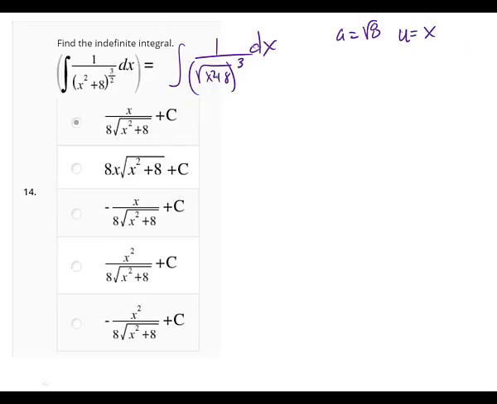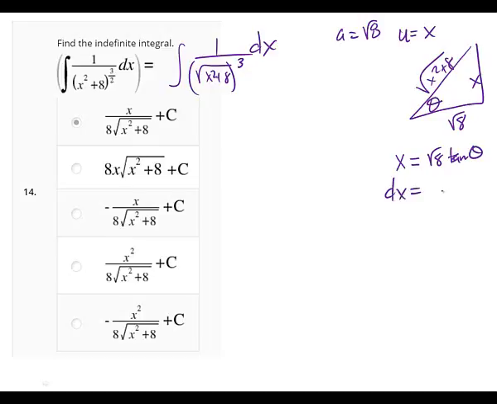Which row? It's the second row again, right? Tangent. Okay, so theta, what goes on the hypotenuse? The radical. So x squared plus 8, what goes on the opposite leg? X, and what goes on the adjacent leg? Radical 8. Good. All right, so our u equation, which is going to be x equals what? Square root of 8 tangent theta.